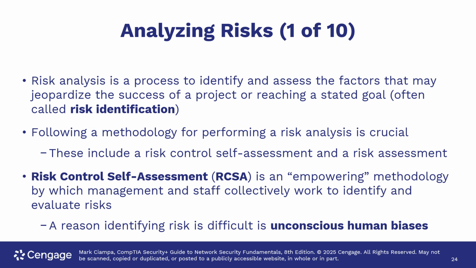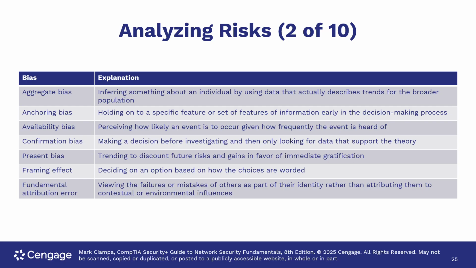A reason identifying risk is difficult is unconscious human biases. Again, a human bias is that they're tending toward one idea or opinion or another, a like or dislike or whatever. So you have aggregate bias, that's inferring something about an individual by using data that actually describes trends from the broader population. You have your anchoring bias, holding on to a specific feature or set of features of information early in the decision-making process.